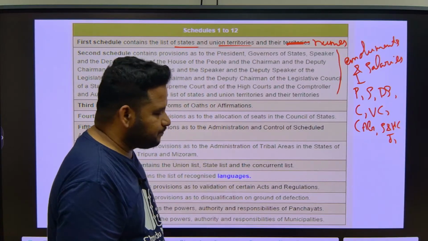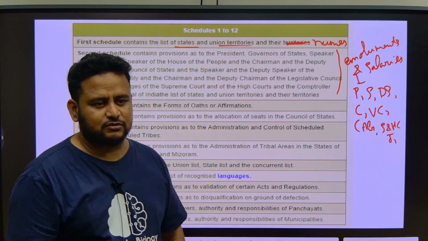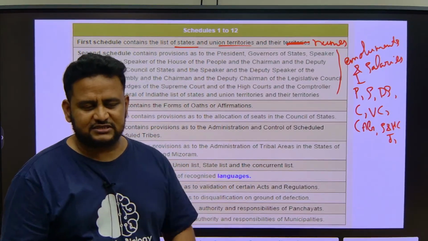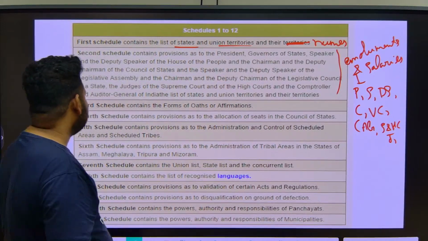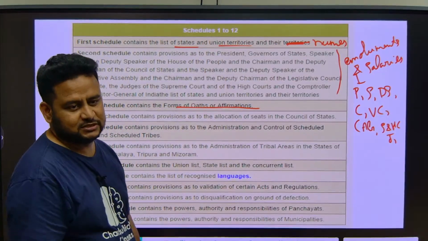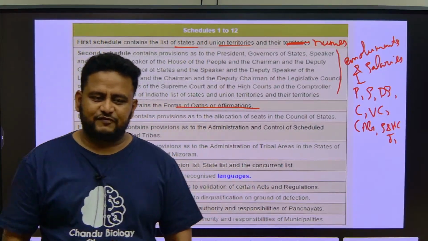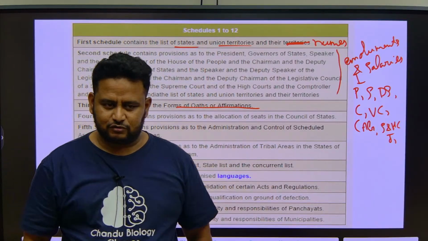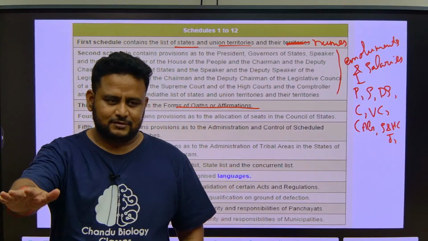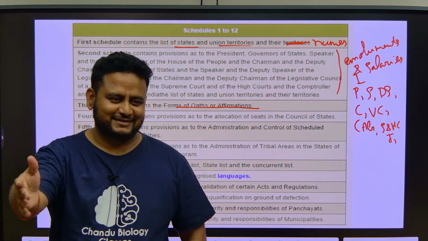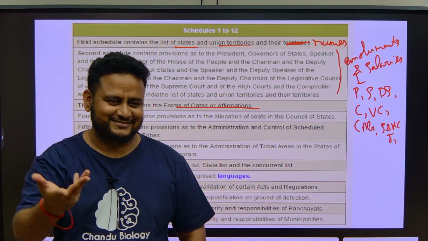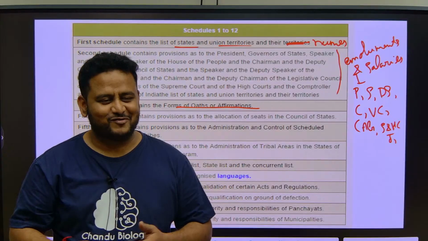Now to receive emoluments and salaries, you have to perform certain duties. How do I perform my duty correctly? How will I say that I perform my duty? For that I have to take an oath. So third schedule talks about oath and affirmations. You would have seen them whenever a new government is formed, or in movies. That is the form of oaths and affirmations.